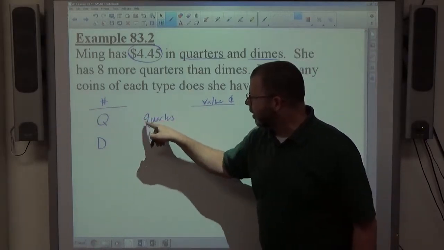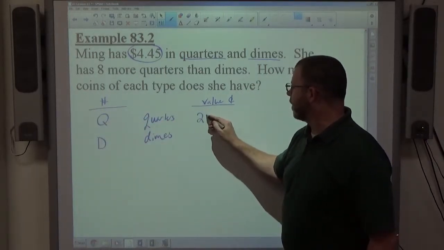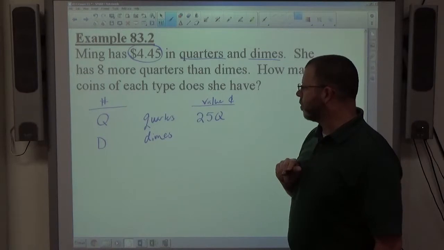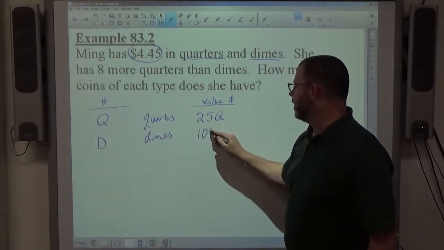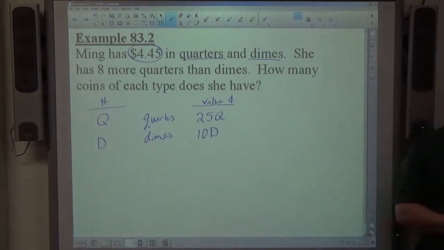So every quarter is worth 25 cents. We have Q of them, so 25Q is how much the quarters are worth. Every dime is worth 10 cents. We have D of them, so 10D is the value of the dimes.